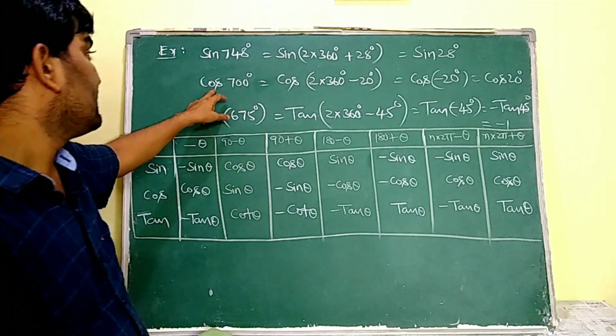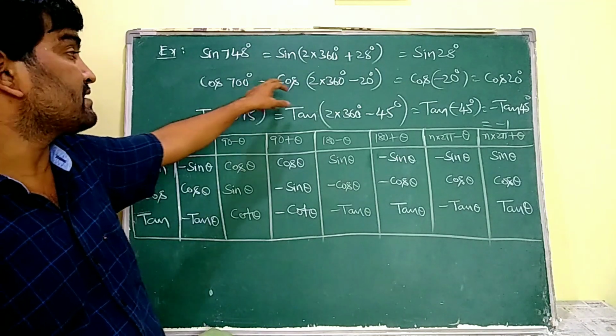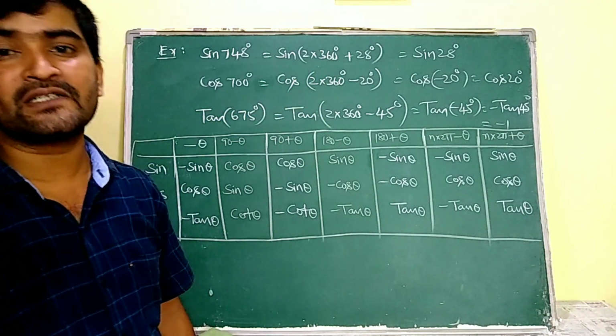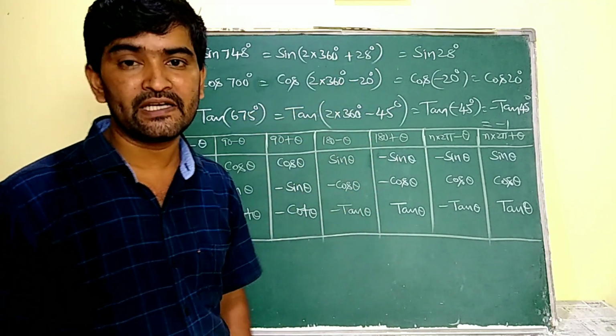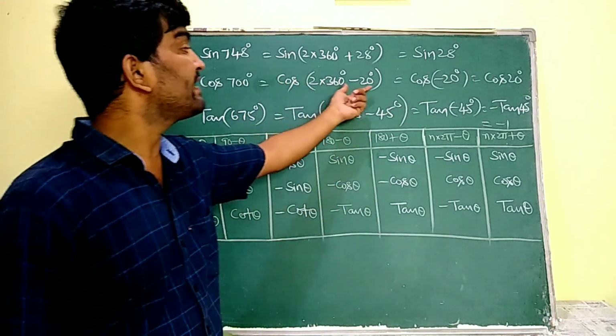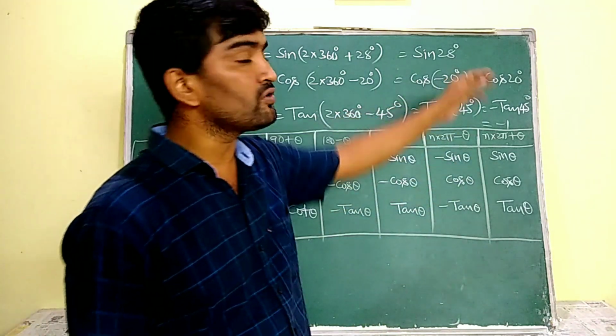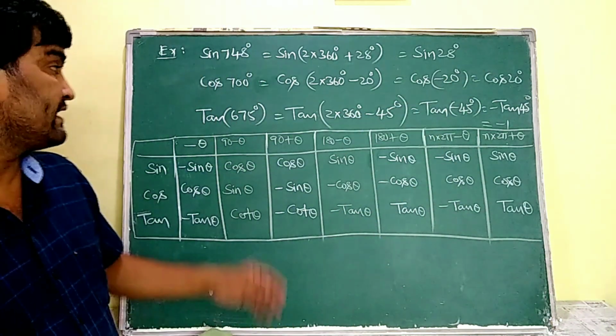Cos 700 degrees. Cos 700 degrees means, see, 2 into 360 means 720, but I want 700, so I am reducing by 20. This is nothing but cos of minus 20. So cos of minus 20. We know that cos of minus theta is equal to cos theta, because of that it is cos 20 degrees.